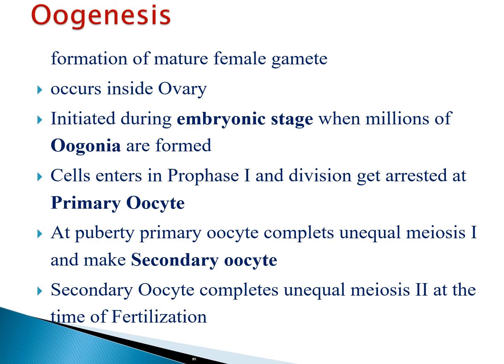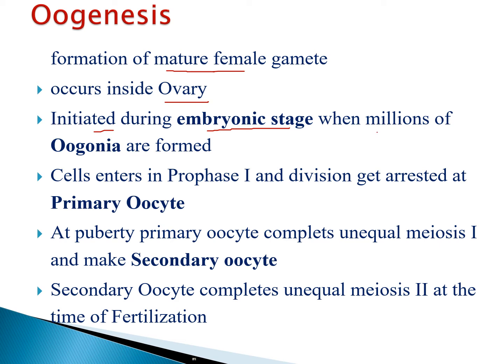After studying spermatogenesis, let us come to oogenesis. This is the process for the formation of the mature female gamete. It occurs inside the ovary. The main difference between oogenesis and spermatogenesis is that oogenesis is initiated during the embryonic stage, while spermatogenesis starts only at puberty.